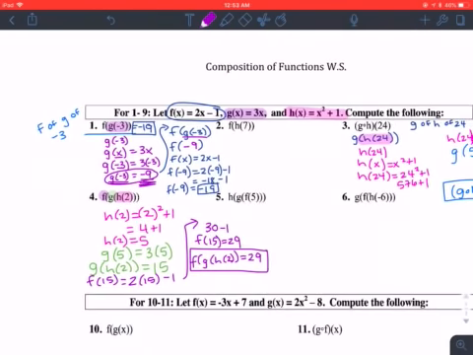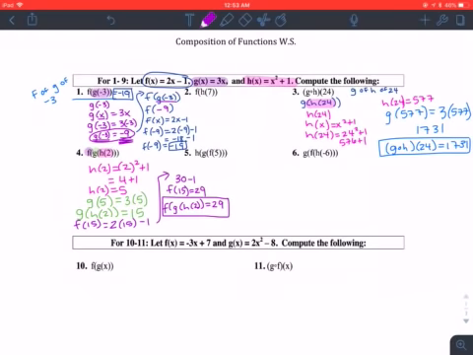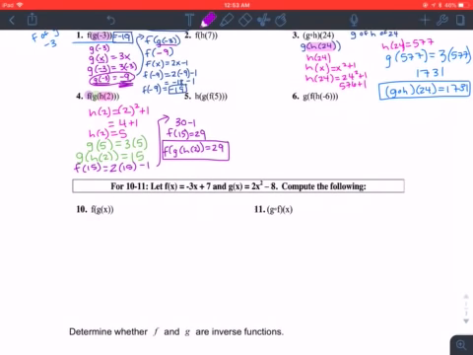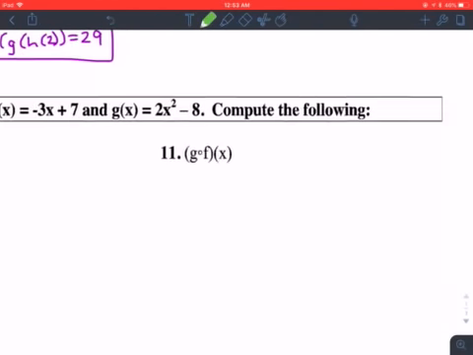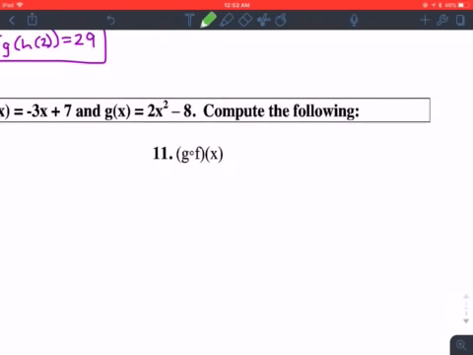Okay, I'm going to let you do 5 and 6 on your own, and 2 if you haven't already. And now we're going to look down at 10 and 11. These are actually pretty much the same as the ones from before, so I'll just do one of these pretty quickly. I'll do number 11, it's in that different form, so this is the same thing as g of f of x.